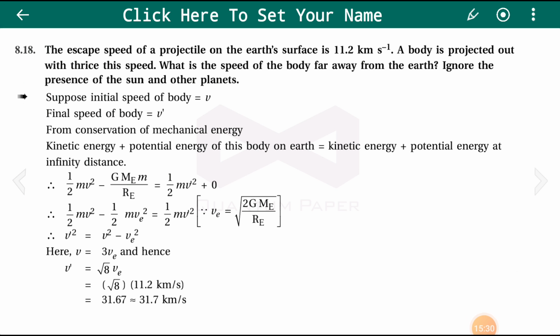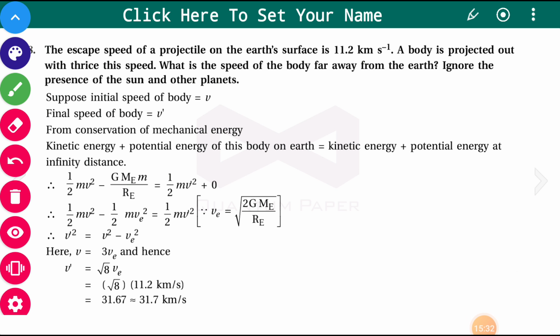Now numerical number 8.18, the escape speed of projectile on the earth's surface is 11.2 km per second. The body is projected out with thrice this speed. You are sending the object with the speed 3 times this speed of 11.2 km per second. What is the speed of the body far away from the earth? Ignore the presence of the sun and other planets. Now initial speed is v, at which we are projecting. Final speed we consider as v prime.